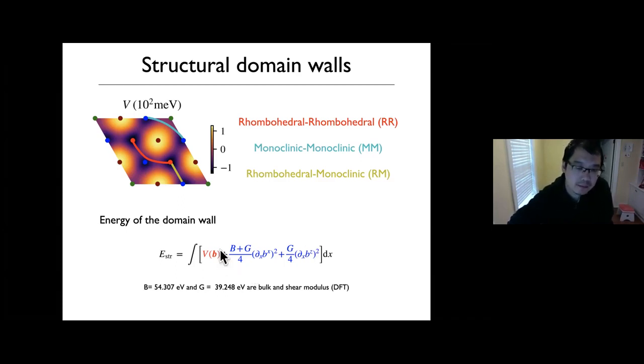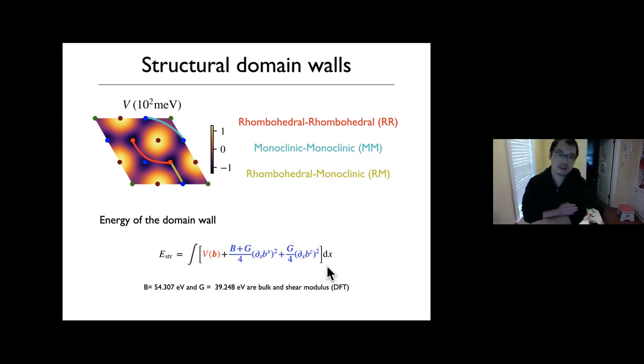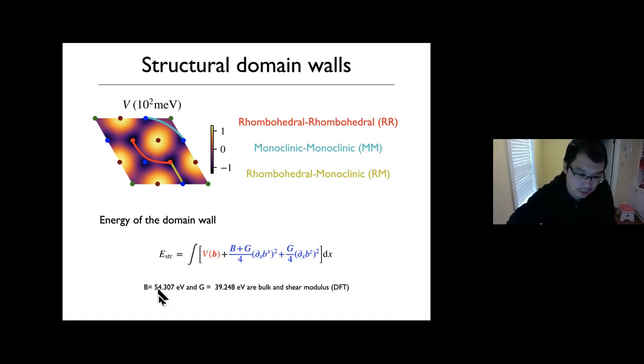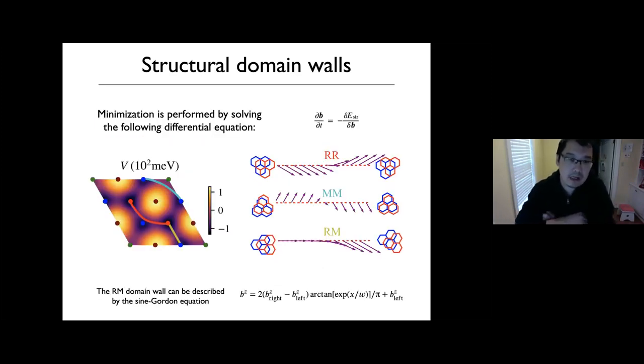The interlayer binding energy is extracted from density functional theory, as shown in this map. The layer index is a discrete index, but for the intralayer part we use the continuum limit. Basically, we use elastic theory and write the intralayer energy in terms of the bulk and shear moduli, and those numbers are again extracted from our density functional theory calculations. Once you have that, you can minimize this energy by solving the Euler-Lagrange equation. We use a gradient descent method to find the ground state.